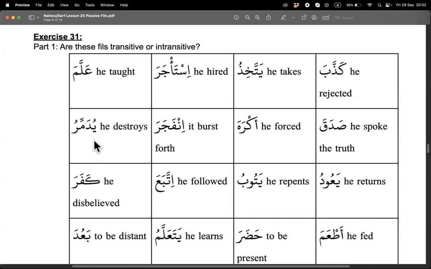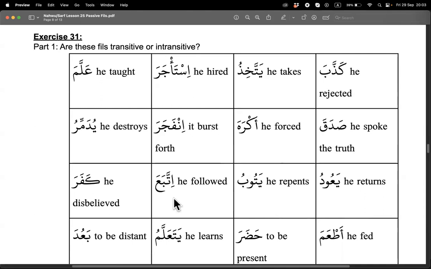Then we have yudammiru. This one is transitive, mutaaddi. Good. Ya'udu, this one is lazim. Yes, this is lazim. Good. Yatubu. This one is also lazim. Good.